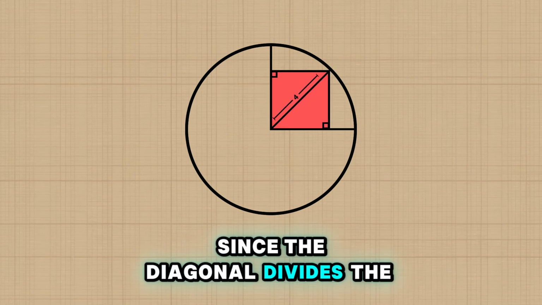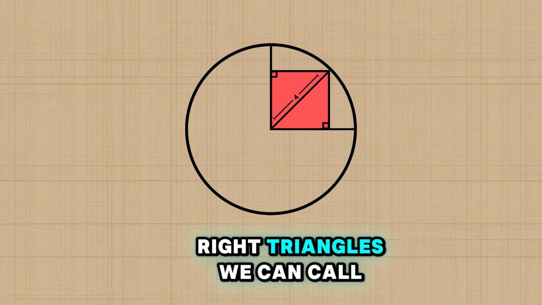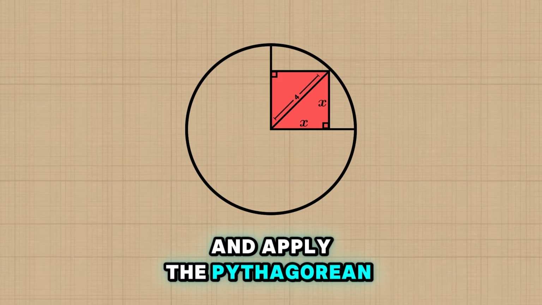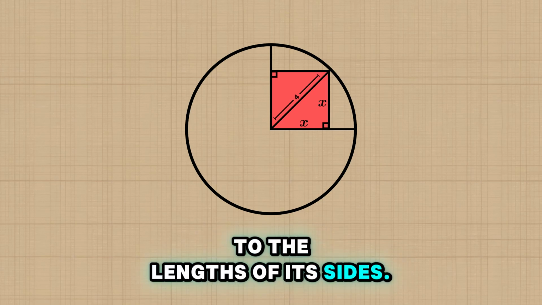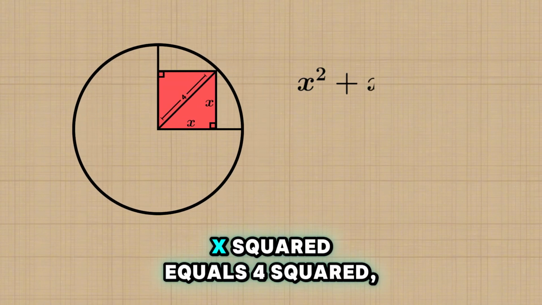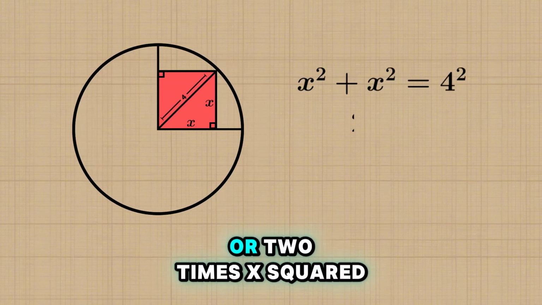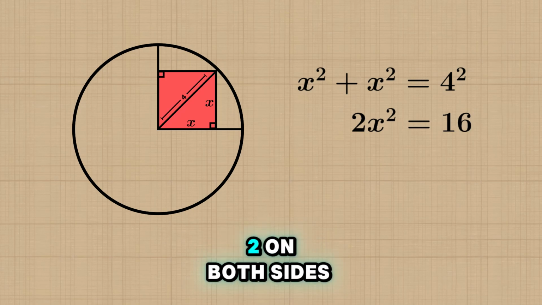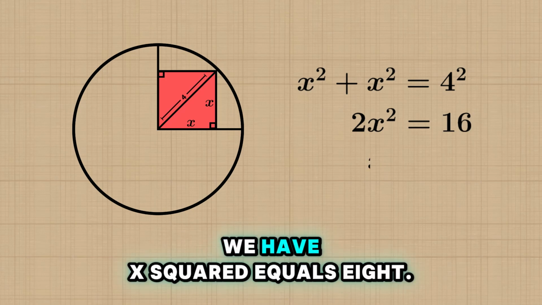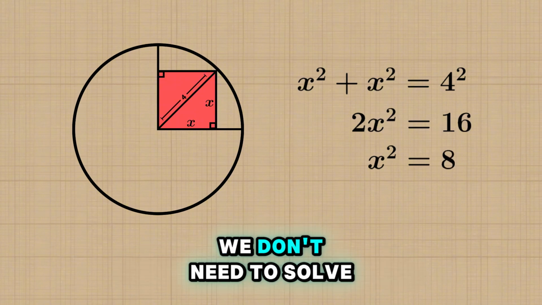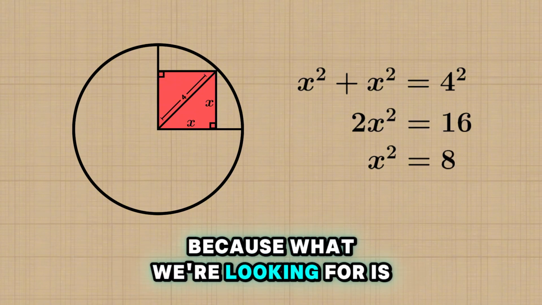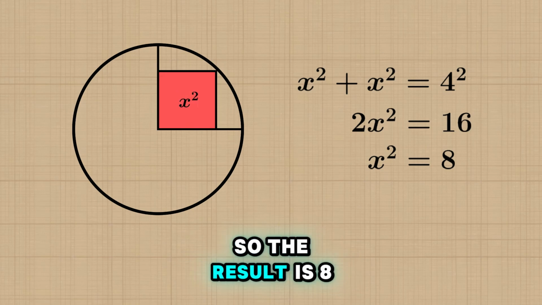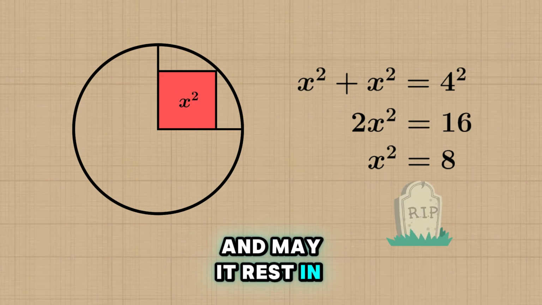Since the diagonal divides the square into two right triangles, we can call x the side of the square and apply the Pythagorean theorem to the lengths of its sides. We have x squared plus x squared equals 4 squared, or 2 times x squared equals 16. And if we divide by 2 on both sides of the equation, we have x squared equals 8. We don't need to solve for x because what we're looking for is the area of the square, which is exactly x squared. So the result is 8, and may it rest in peace.